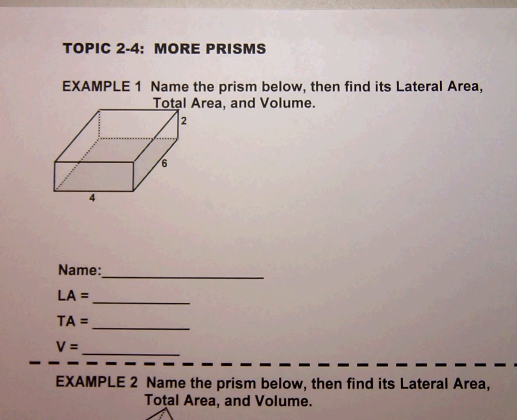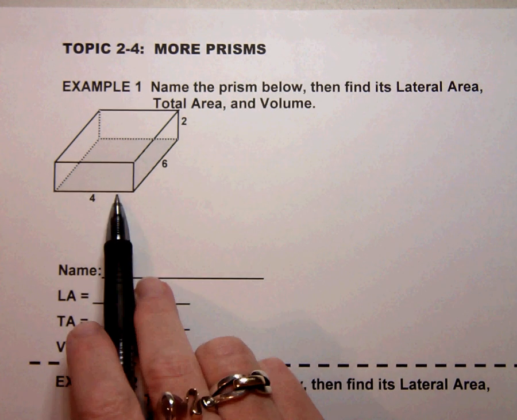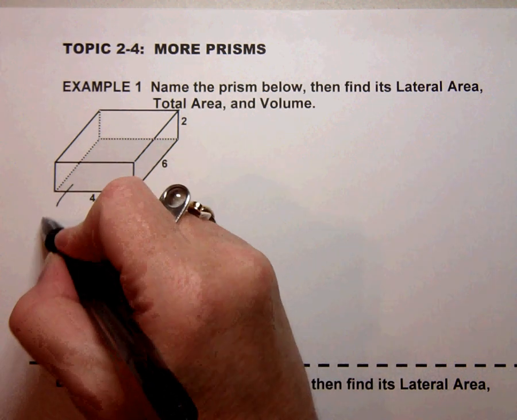Okay, we're on topic 2.4 called More Prisms. Example 1 says name the prism below and then find its lateral area, total area, and volume. If you notice, this one's shaded on the bottom so that we'll all get the same answer. We're going to use this shaded area for the base.